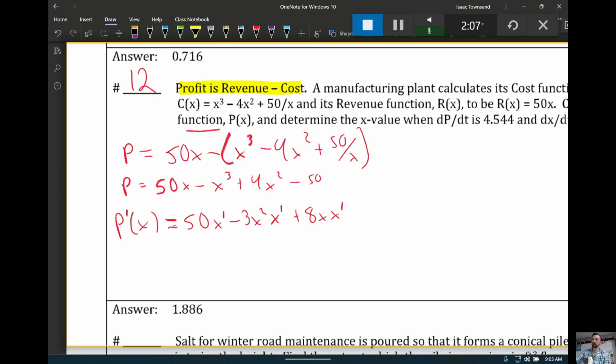This one I'm going to rewrite as x to the negative 1. So I could do power rule and then times x prime, because I'm taking the derivative of x with respect to t. Every single time I took the derivative of x, I created an x prime. Okay, and then this just gets a little bit messy here.